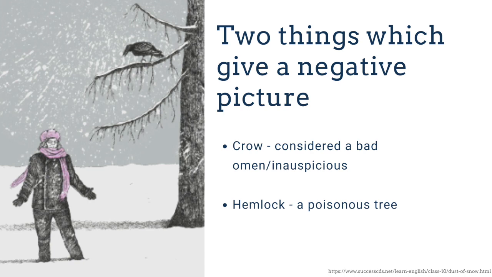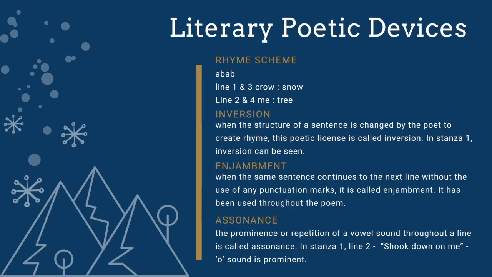Before we move on further to the next stanza, let us look at the literary devices in this stanza. Rhyme scheme. If you see line 1 and 3, the words crow and snow are rhyming with each other. Line 2 and 4, me and tree are rhyming with each other. So the rhyme scheme is AB, AB.